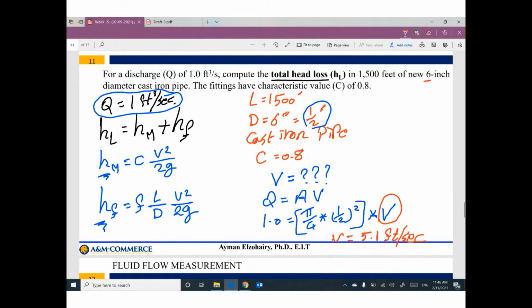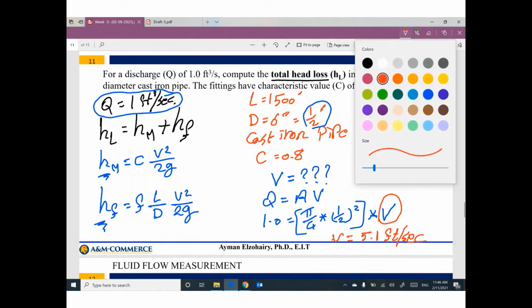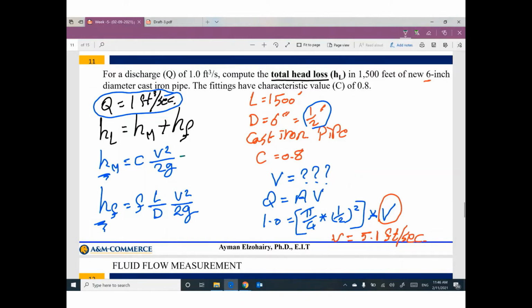That makes sense? So the minor losses equal C, which is 0.8, times V squared, which is 5.1 squared, divided by 2g, 32.2. I can figure out the value of the minor losses. It equals 0.32 feet.